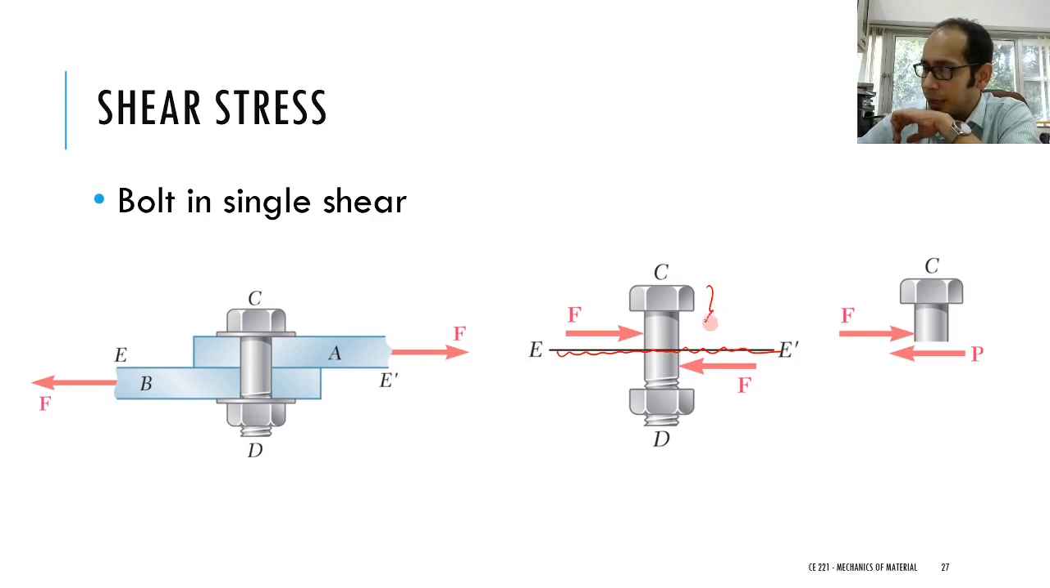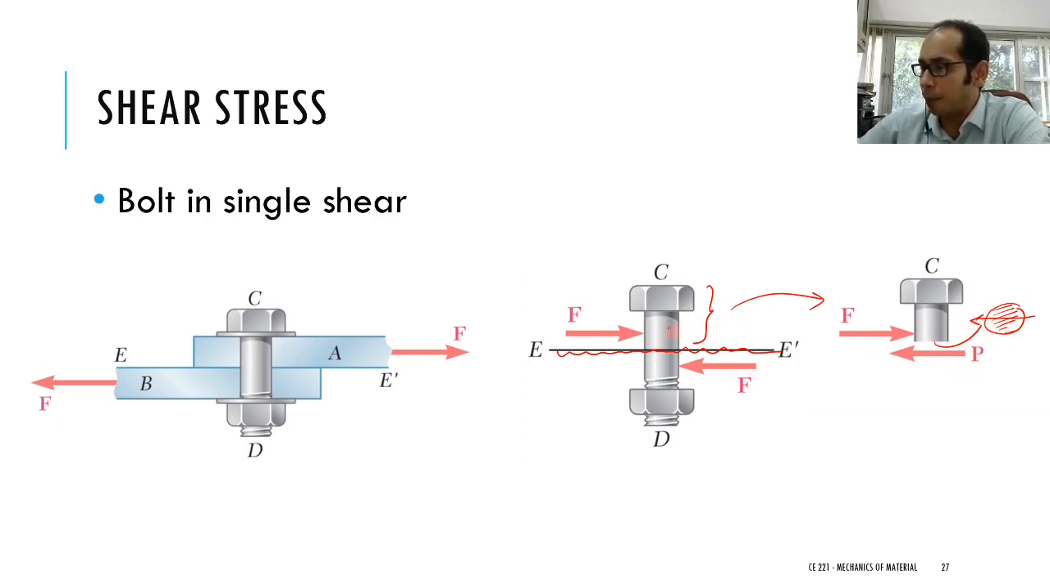So if I come back and draw the free body diagram of this particular one, this F over here along this surface. If you take a cross section of the bolt, this particular surface is probably a circular section, right? All along this section, this force P is acting. So from equilibrium, your P must be equal to F.